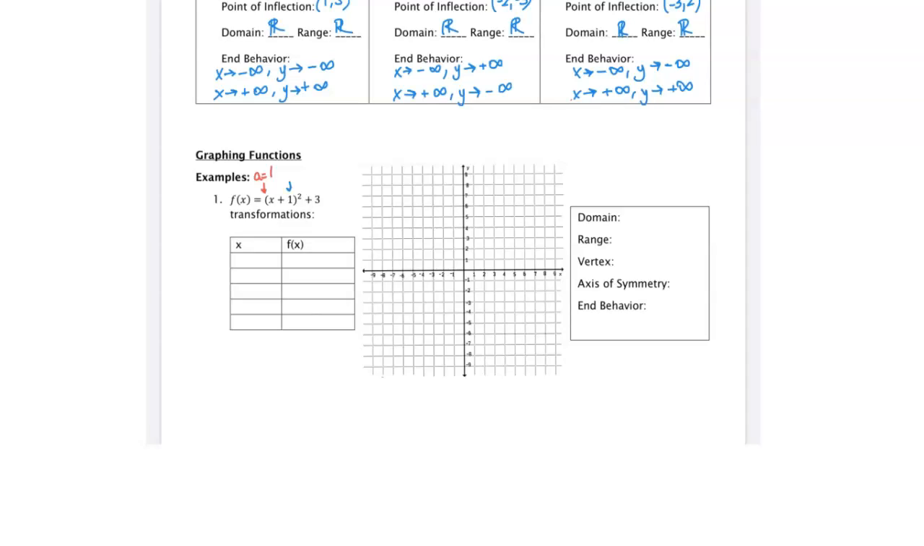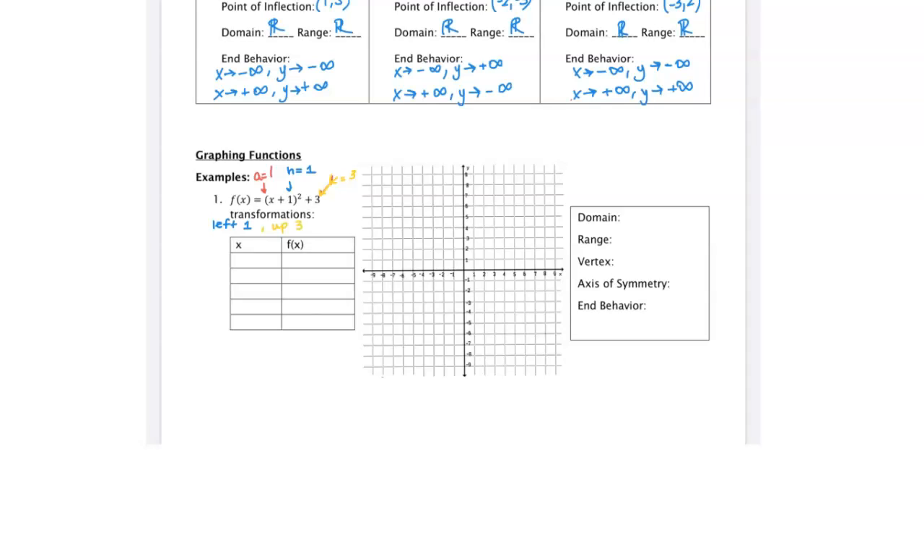Your h here, we have a +1. So h equals a +1. Remember that an h of +1 means that we had a left shift by 1. And then we have a k value, and I'll use a different color. You have a k value of 3. So remember that a k value of a +3 means that you went up by 3.